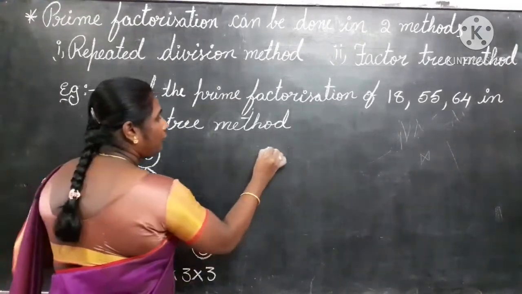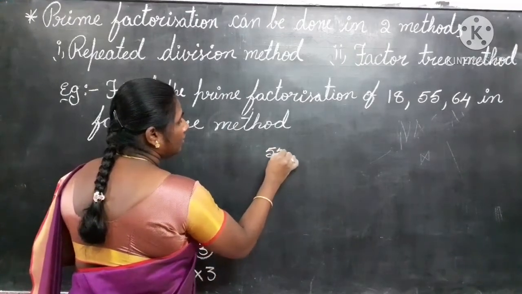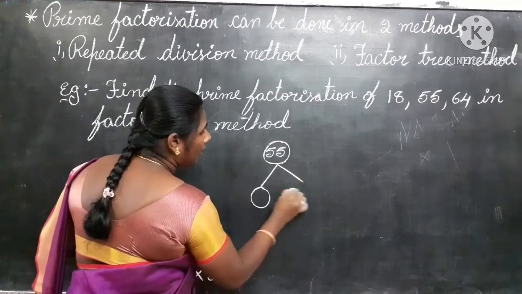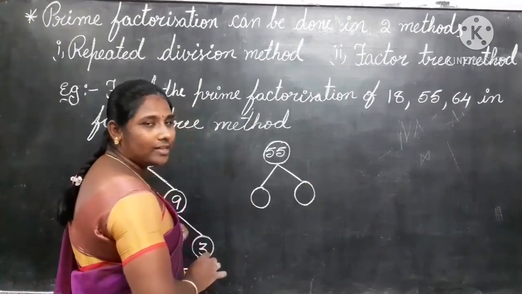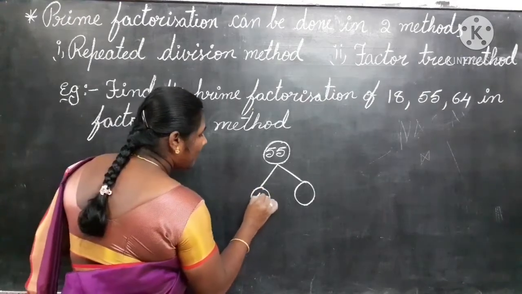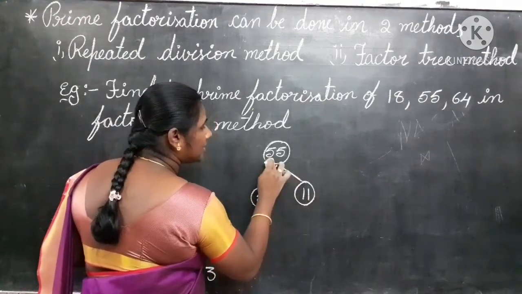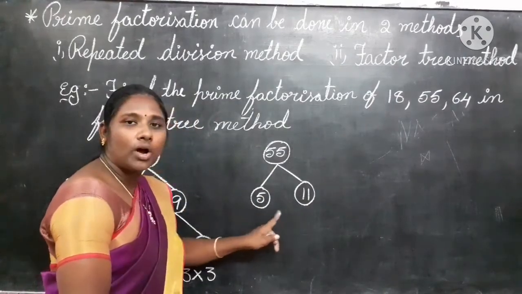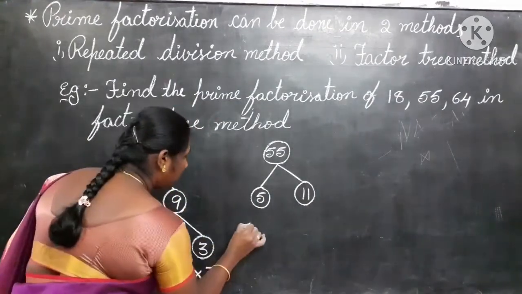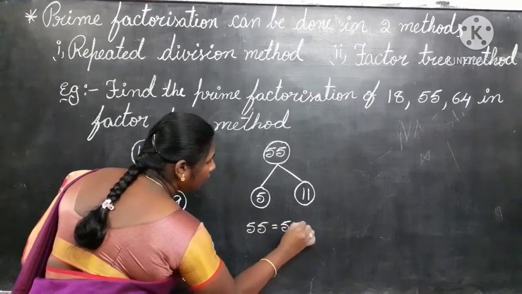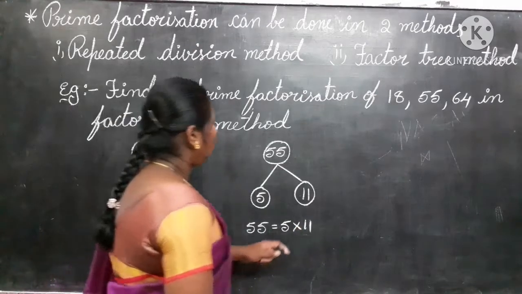Next one, 55. 55 will come in what table? 5 table. Yes? 2 table, 3 table it will not come. 5 table. 5 11s are 55. Here 5 and 11 are what numbers? Prime numbers. So 55 is equal to 5 into 11.